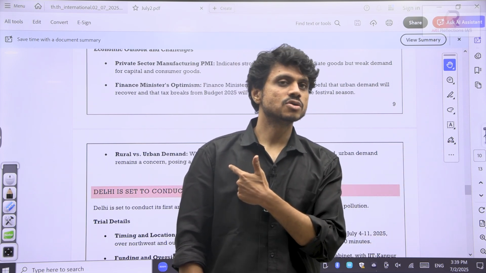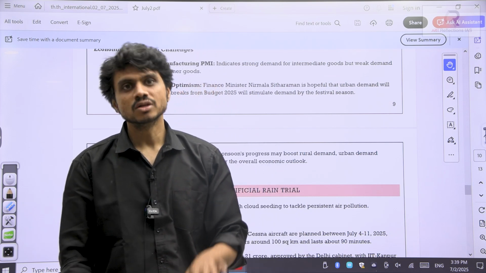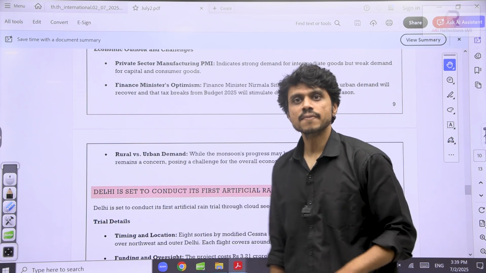So that's what they are talking about in the article. Subdued rural demand is happening, so we need to promote the rural demand. Clear?